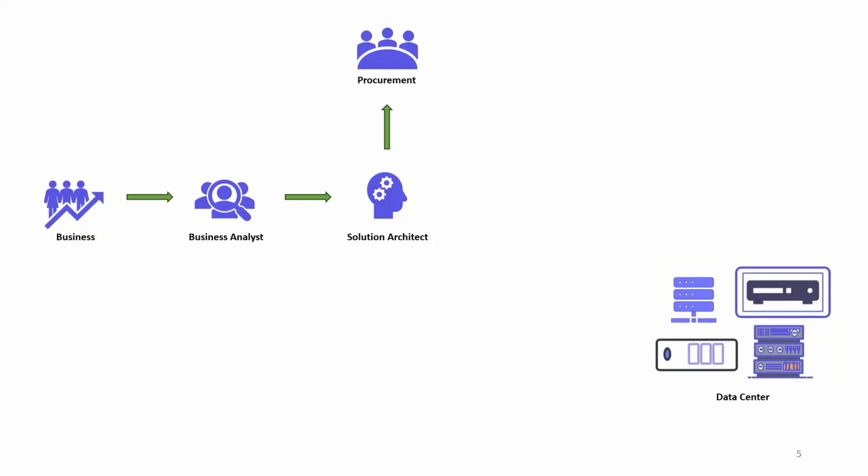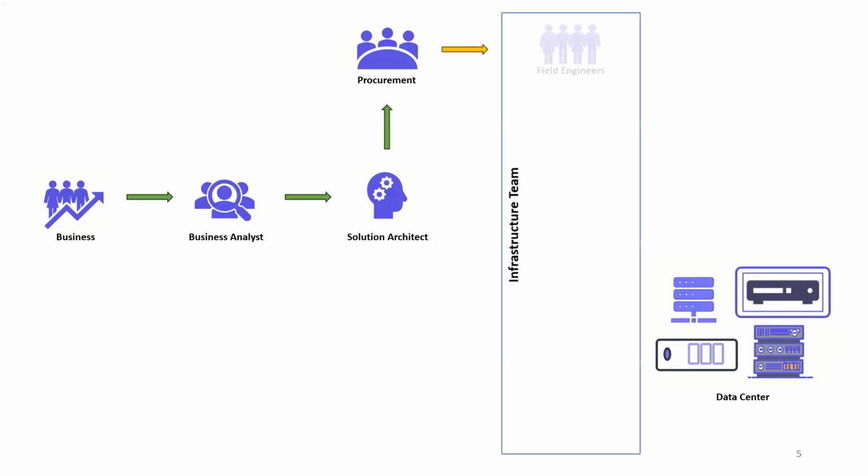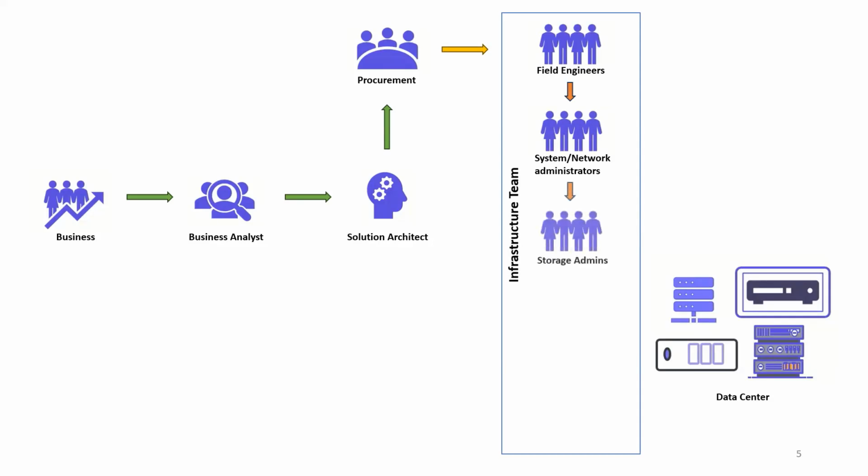And once it is received at the data center, the field engineers come into the picture, and they are in charge of the rack and stack of the equipment. Then the system admins or network admins come into the picture. The system admins will do the system configuration. The network admin makes the system available on the network, and the storage admins will come into the picture, and they will assign the storage to the servers.